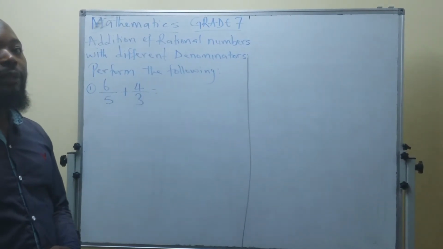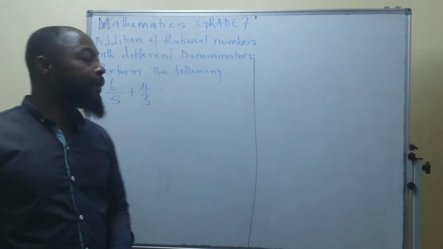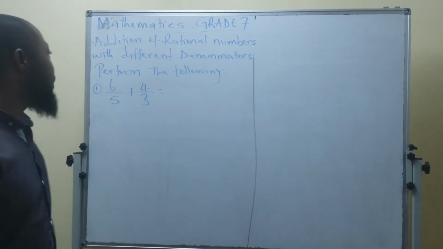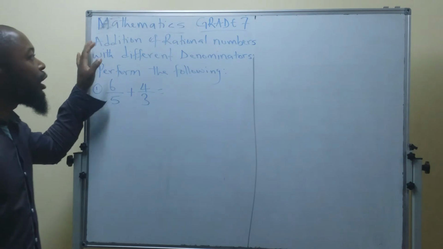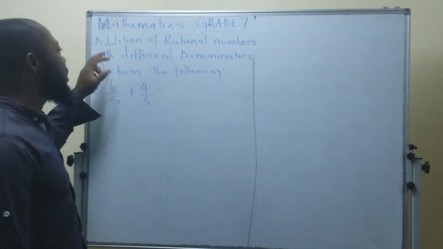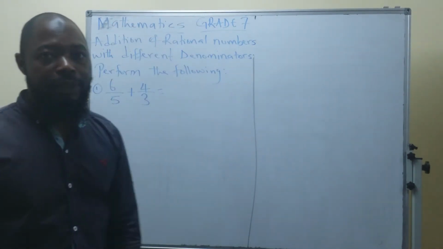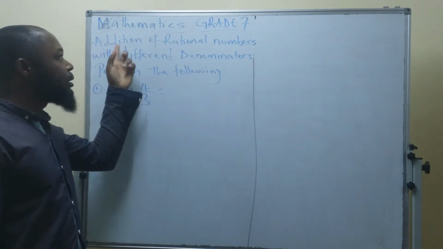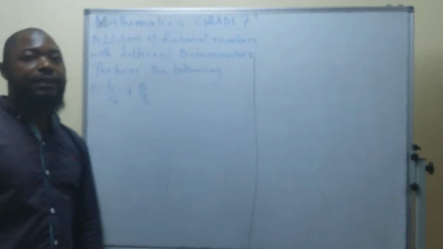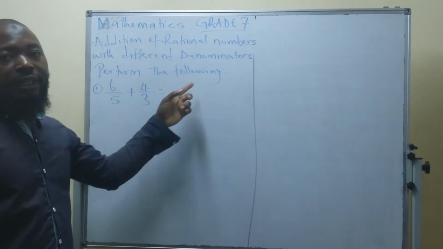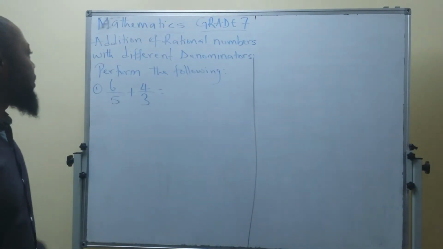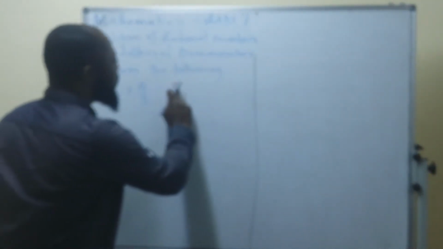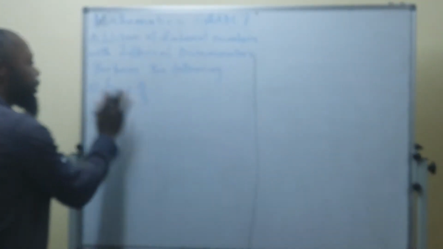We continue our mathematics from where we stopped last time, which was rational numbers. Today we talk about addition of rational numbers with different denominators. Okay. Today the subtopic is addition of rational numbers with different denominators. Okay, now from here, perform the following work given to you now.